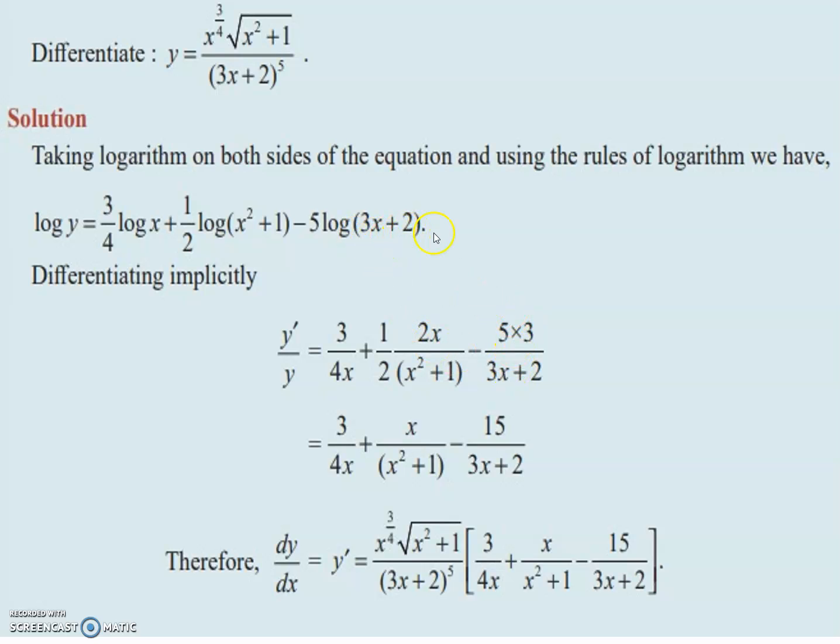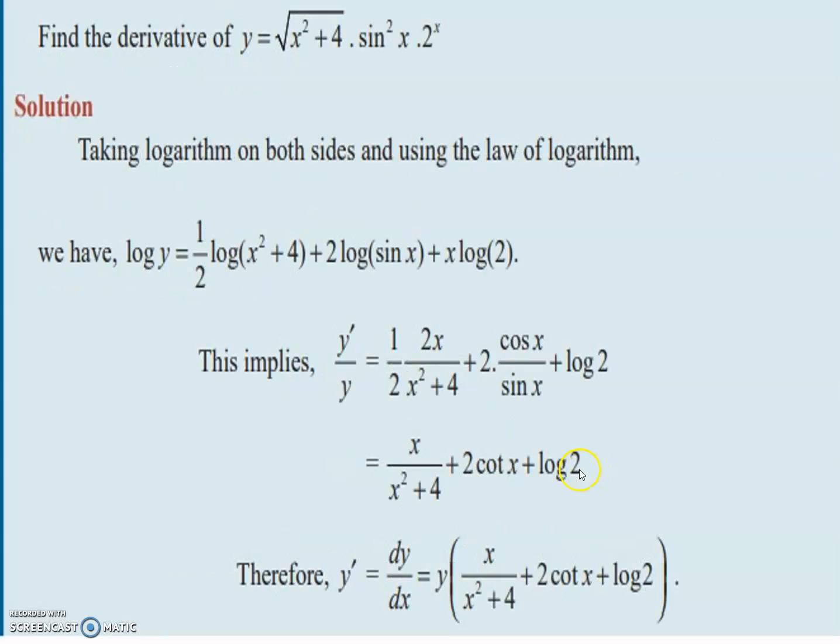What is the derivative of 3x plus 2? The derivative of 3x is 3 and the derivative of 2 is 0. That's why 1 upon y dy by dx is 3 upon 4x plus x upon x square plus 1 minus 15 upon 3x plus 2. Now we have to shift y to this side. dy by dx is equal to x^(3/4) root(x square plus 1) upon (3x plus 2)^5, because we have to substitute the value of y, times 3 upon 4x plus x upon x square plus 1 minus 15 upon 3x plus 2.